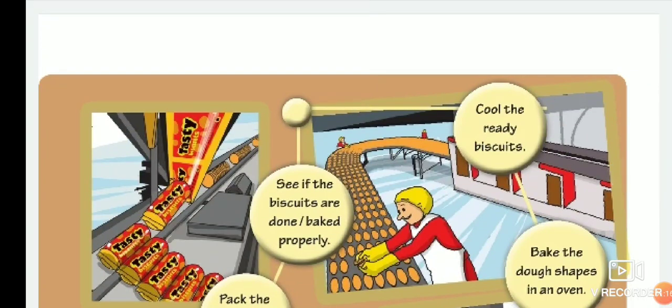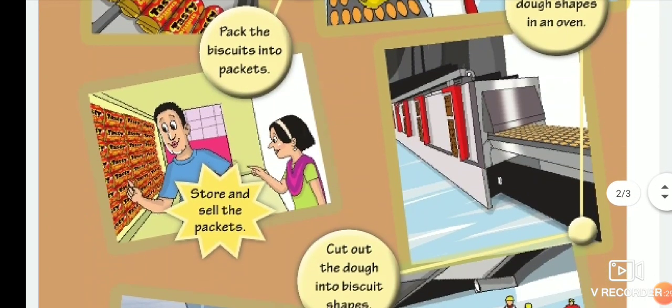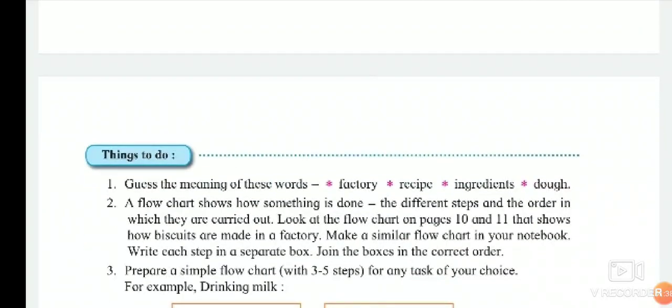Next, cool the ready biscuits. Next, see if the biscuits are done or baked properly. Next, pack the biscuits into packets. Then, store and sell the packets. Okay, so here it ends.